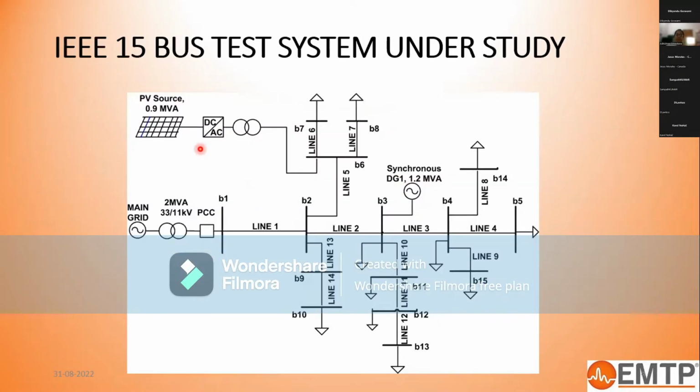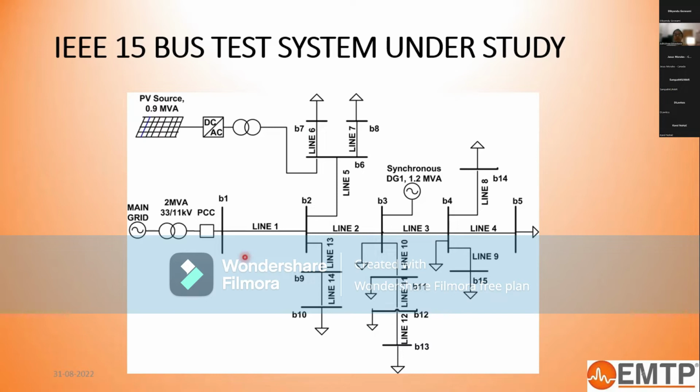This is the single line diagram of the test system under study. It is a conventional 15 bus system, but here two DGs, that is distributed generation, have been introduced. One is a synchronous based DG of 1.2 MV and another is a PV based DG. Apart from that, this complete microgrid is connected to a main grid through the PCC, which is called the point of common coupling. In this system, we have 16 lines and 8 loads, and various buses have been numbered. For this system, a scheme of protection has been defined.